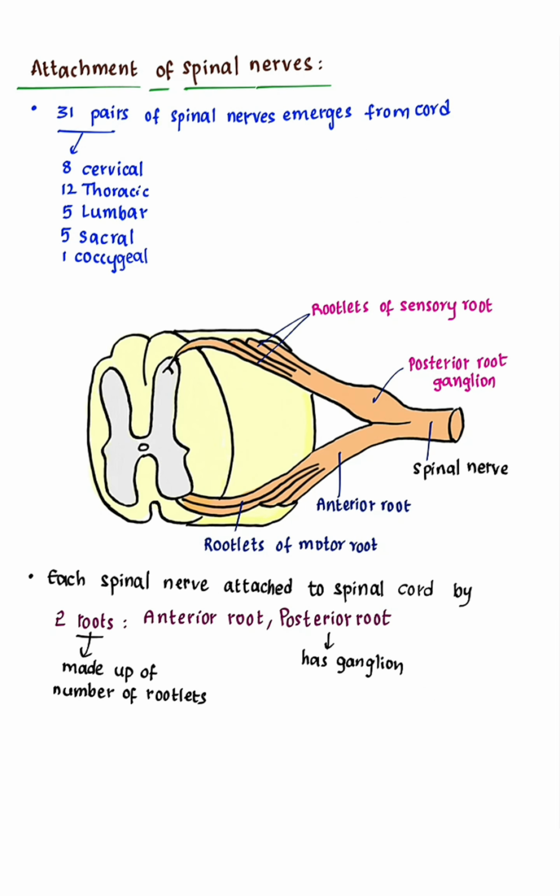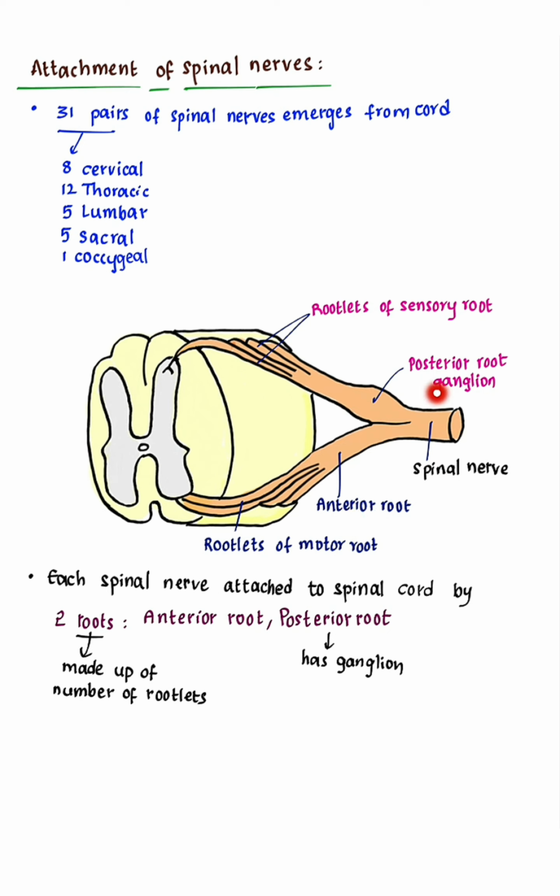Attachment of spinal nerves. There are 31 pairs of spinal nerves which emerge from the cord: 8 cervical, 12 thoracic, 5 lumbar, 5 sacral and 1 coccygeal nerve. Each spinal nerve is attached to the spinal cord by two roots. Anterior root, posterior root. The anterior root is the motor root. The posterior root is the sensory root.